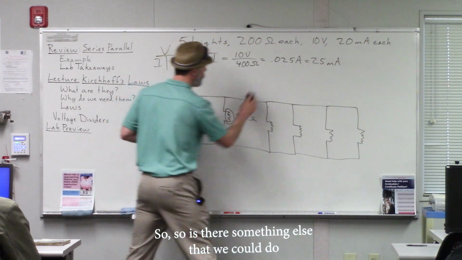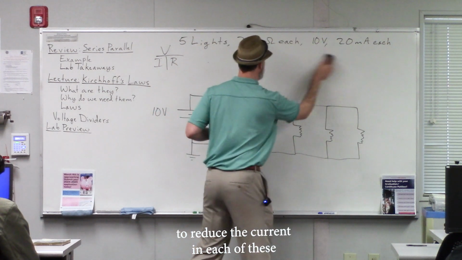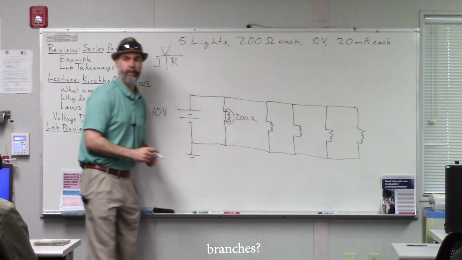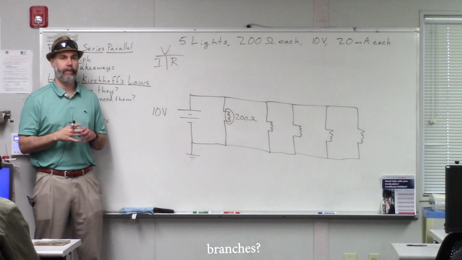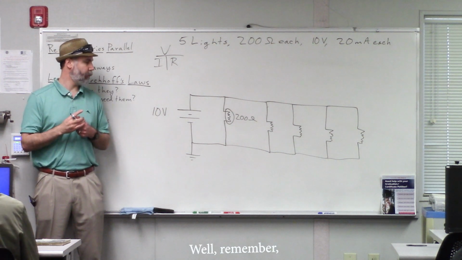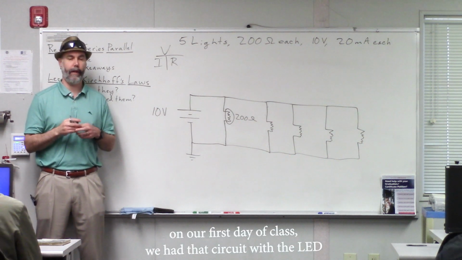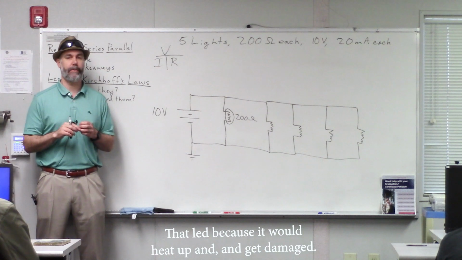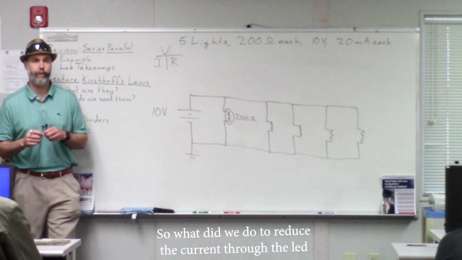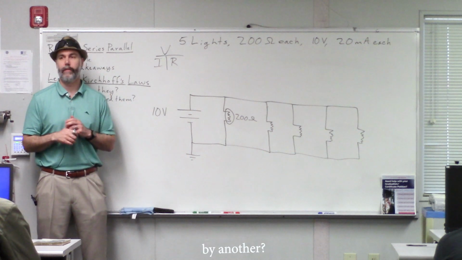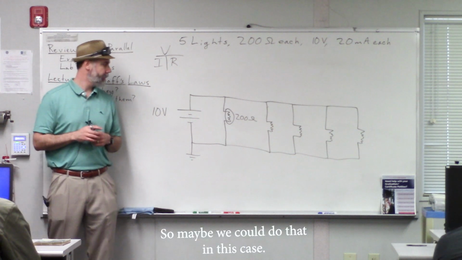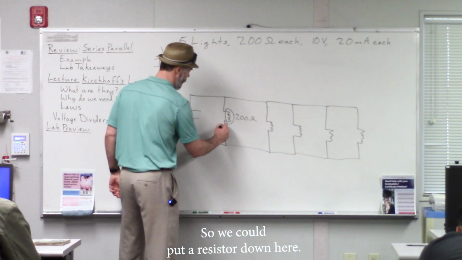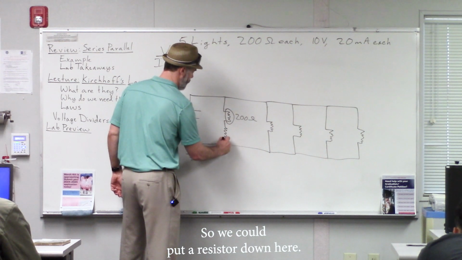So is there something else that we could do to reduce the current in each of these branches? Well, remember on our first day of class, we had that circuit with the LED, and we said that we couldn't have too much current flowing through that LED because it would heat up and get damaged. So what did we do to reduce the current through the LED? Add another resistor. That's right, we added a resistor. So maybe we could do that in this case. So we could put a resistor down here, okay?